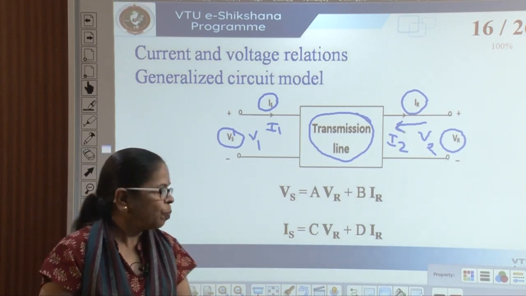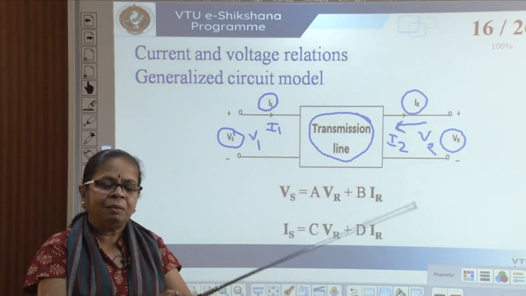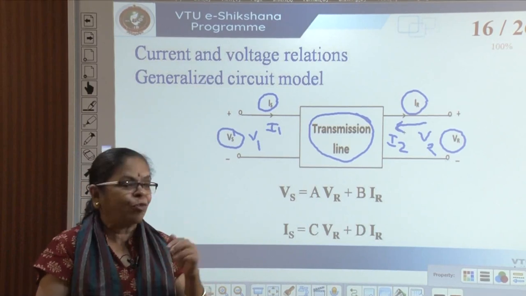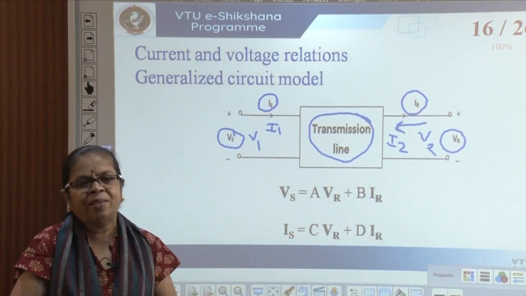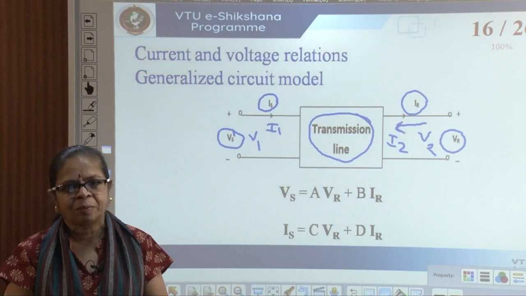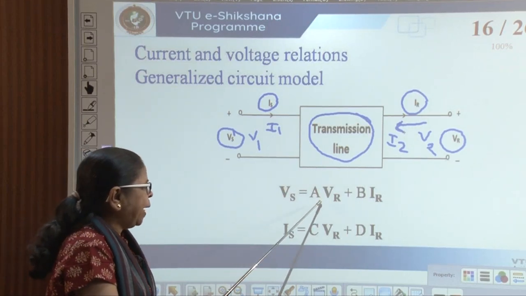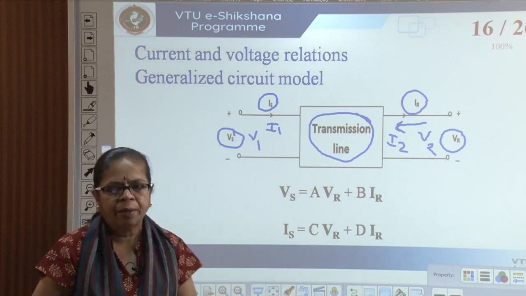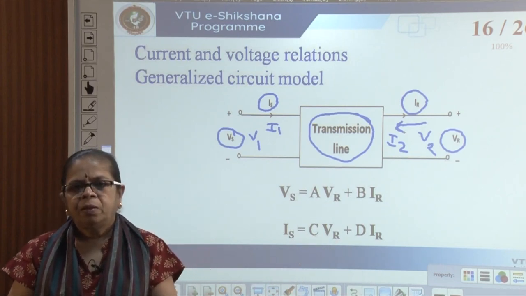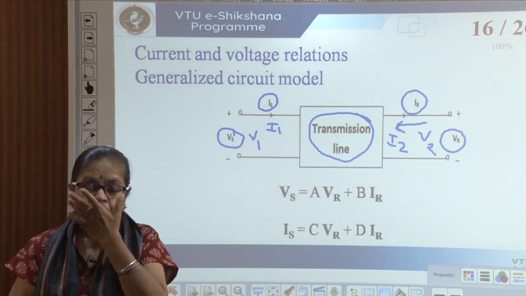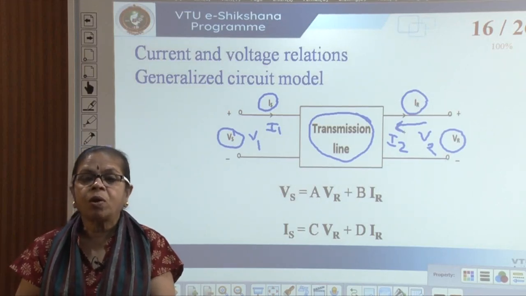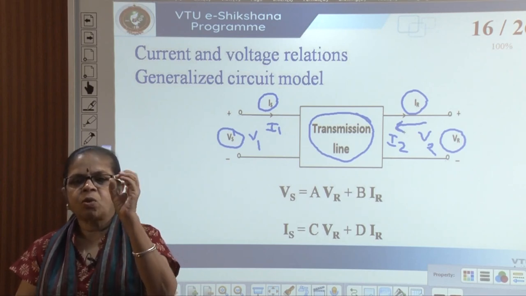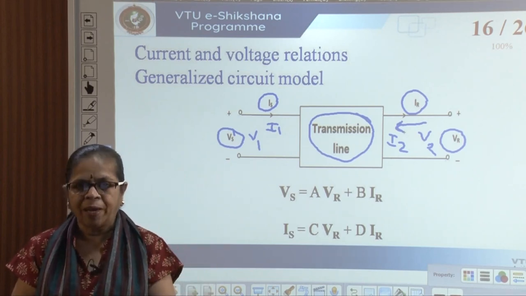Don't get confused. So here, in fact, in network theory, it was written as minus BI2 to facilitate this, to write like this for transmission systems. So VS is equal to AVR plus BIR and IS is equal to CVR plus DIR. So ABCD are constants, they are called as generalized constants. And this is called as a generalized circuit model, very general.